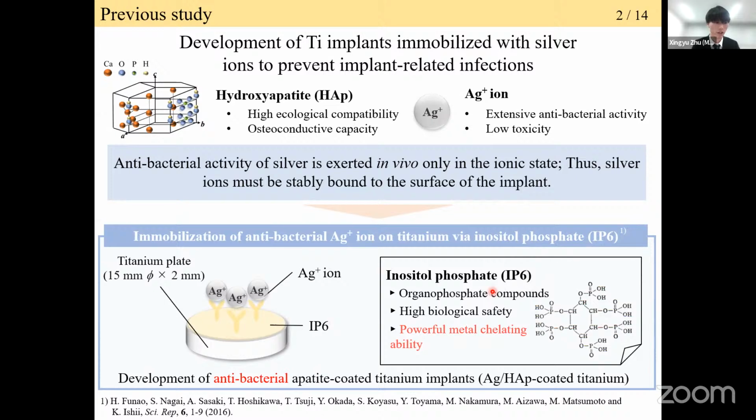And IP6 is an organophosphate compound that is highly safe and has strong metal chelating ability. So we have developed infection-resistant apatite-coated titanium by immobilizing silver ions onto implants.